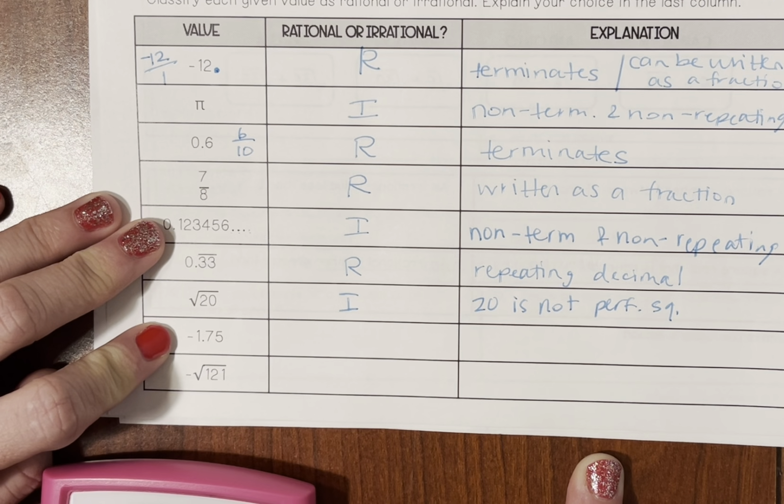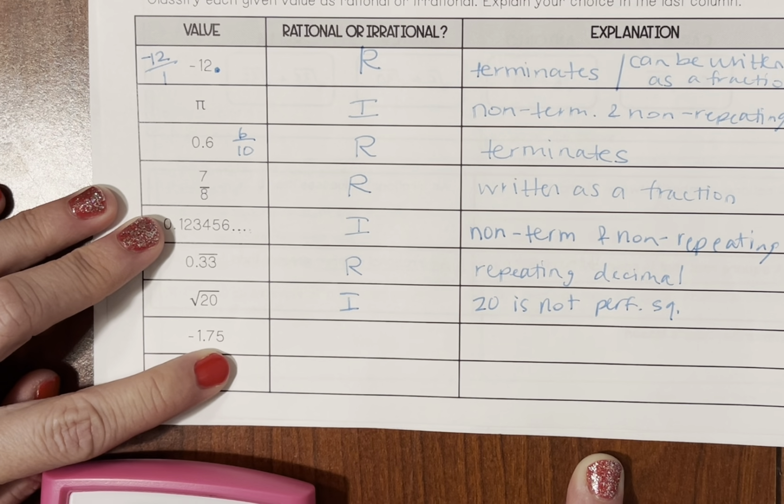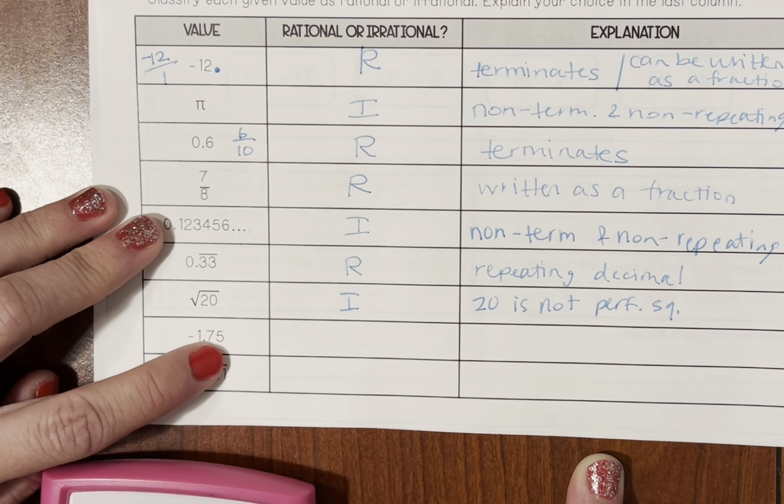All right, next we have negative 1.75. That's a negative decimal. And I look at the end of my decimal to see if it's repeating or terminating, or if it's just random numbers forever. So I see 0.75.